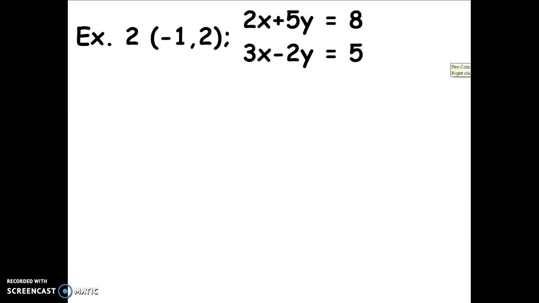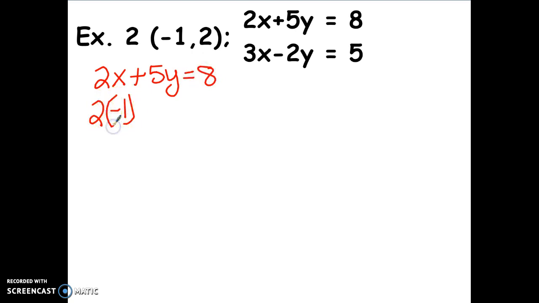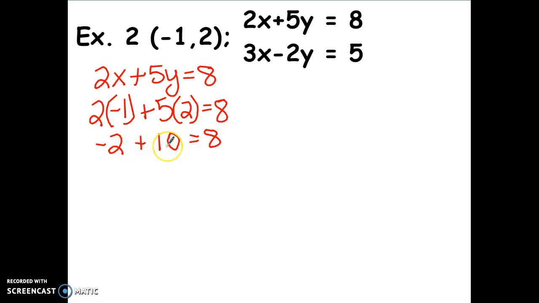All right, let's try it with the first equation. 2x plus 5y equals 8. In place of x, we'll put -1. And in place of y, we'll put 2. Okay, now let's simplify. 2 times -1 is -2. And 5 times 2 is 10. Now finally, what's -2 plus 10? 8. Does 8 equal 8? Yes, it does. So it works for that first equation.